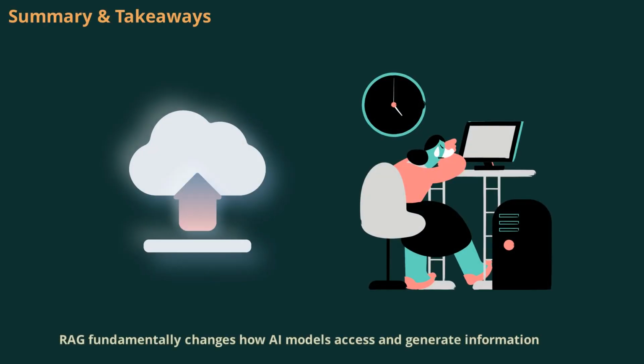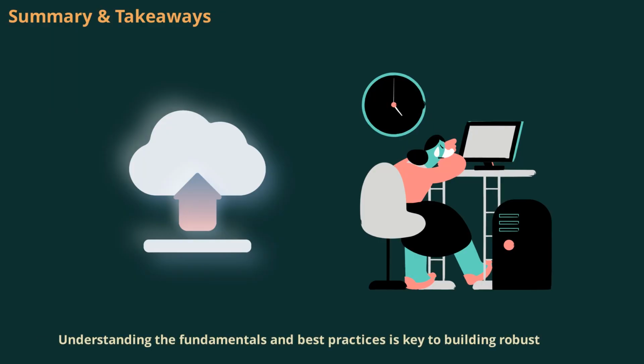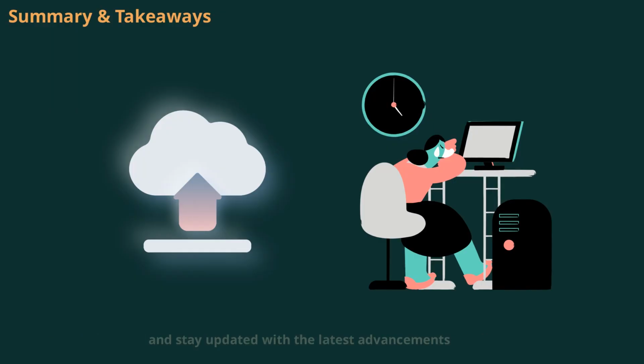RAG fundamentally changes how AI models access and generate information. By integrating retrieval and generation, chunking documents, and optimizing embeddings, RAG systems deliver accurate, context-aware responses. Understanding the fundamentals and best practices is key to building robust, enterprise-ready AI solutions. As you implement RAG, remember to validate, tune, and stay updated with the latest advancements.